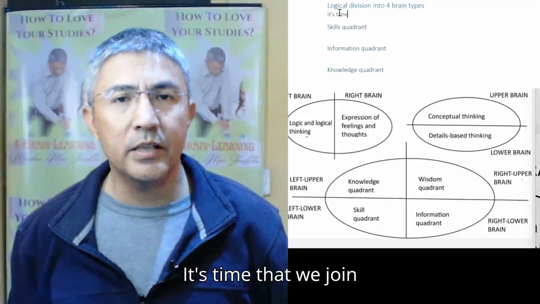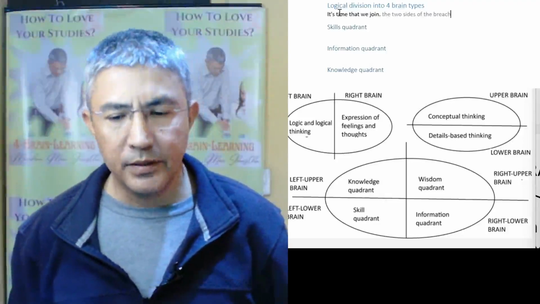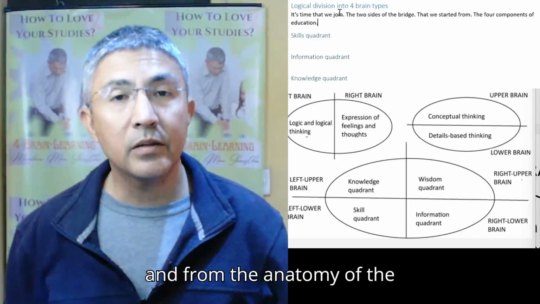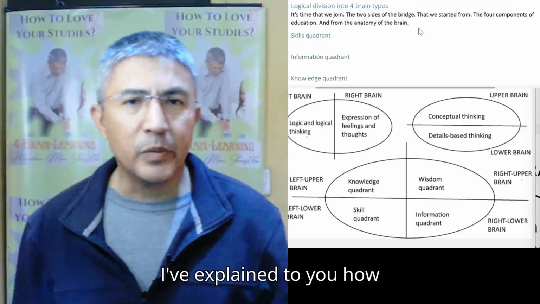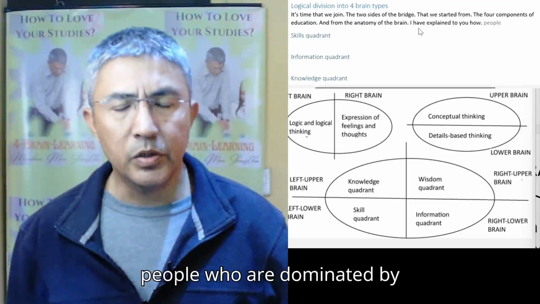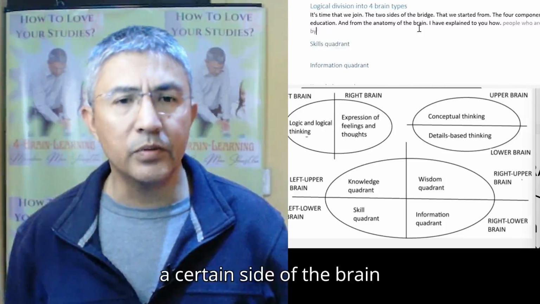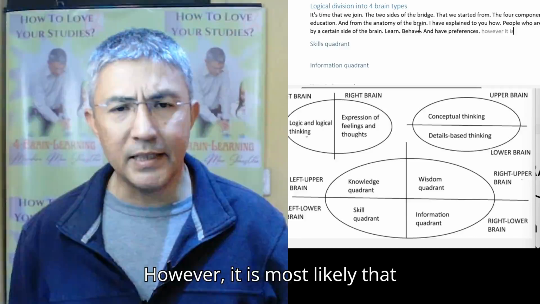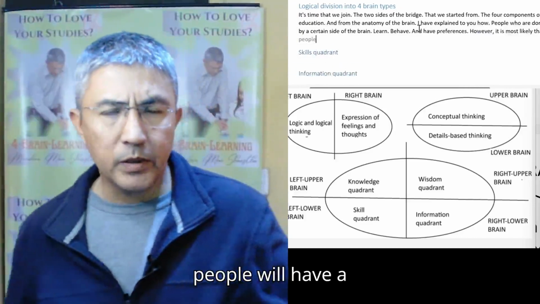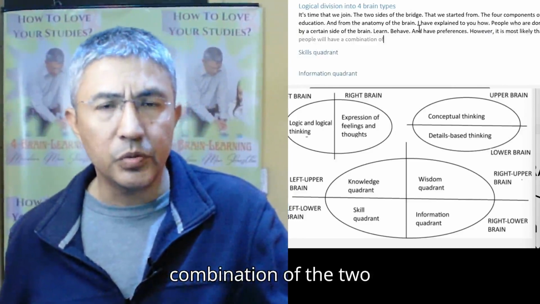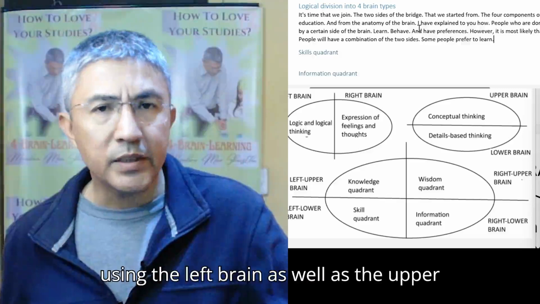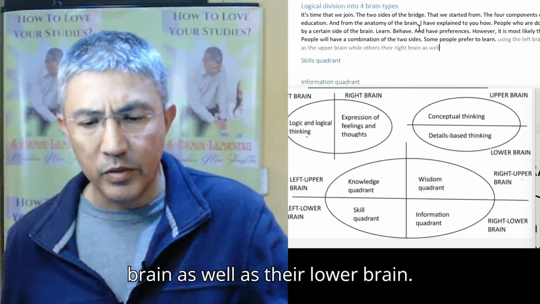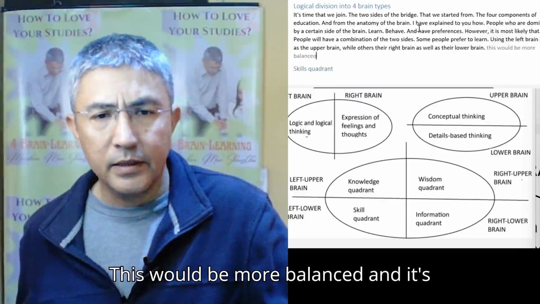Time that we join the two sides of the bridge that we started from, the four components of education and the anatomy of the brain. I've explained to you how people who are dominated by a certain side of the brain learn, behave, and have preferences. However, it is most likely that people will have a combination of the two sides. Some people prefer to learn using their left brain as well as their upper brain, while others their right brain as well as their lower brain. This would be more balanced and it's more common.